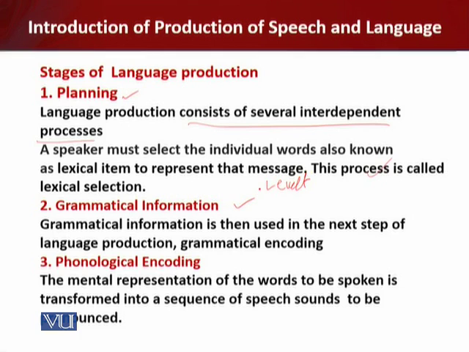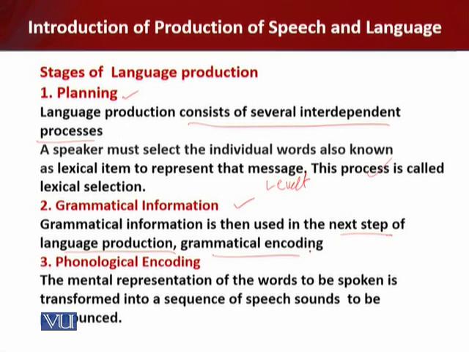Second is the grammatical information. Grammatical information is then used in the next step of language production, also known as grammatical encoding. Critical grammatical information includes characteristics such as the word's syntactic category, like noun, verb, etc., what object it takes, and grammatical gender if it is present in the language. Using some of these characteristics as well as information about the thematic role of each word in the intended message, each word is then assigned a grammatical and thematic role.